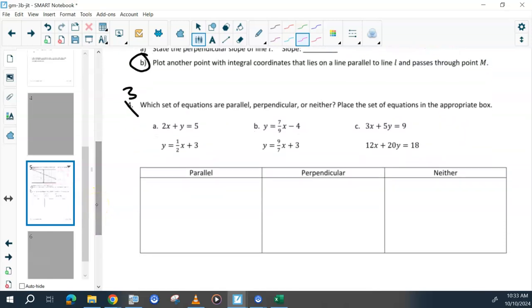Right, for number 3, my number 4, your number 3. I'm going to start with this one because it's already in slope-intercept form, so I don't have to solve anything. These are not the same, so they're not parallel. They are reciprocals, but one isn't negative, so those are going to be neither.